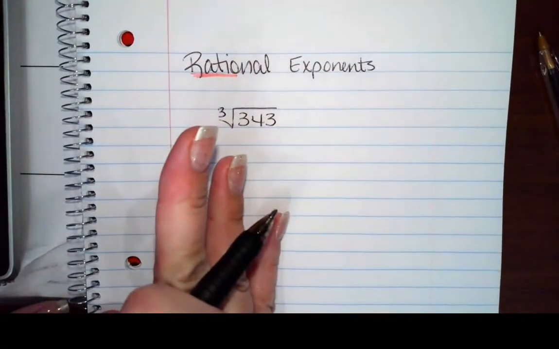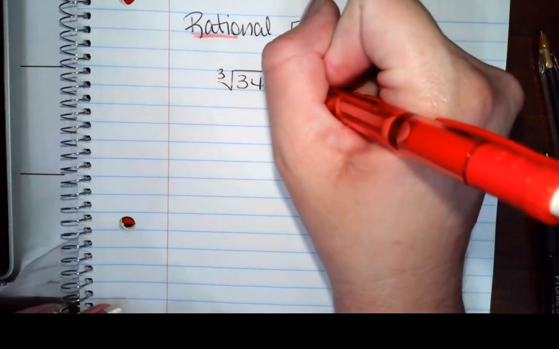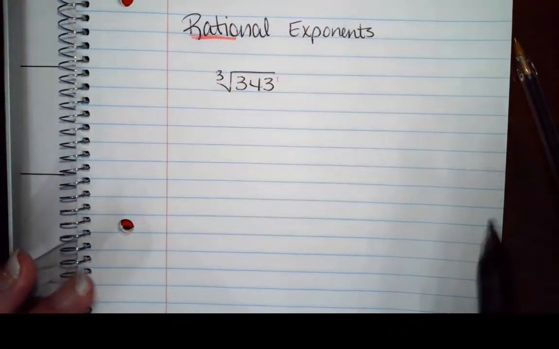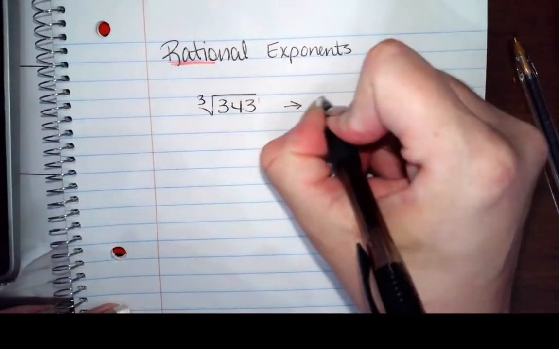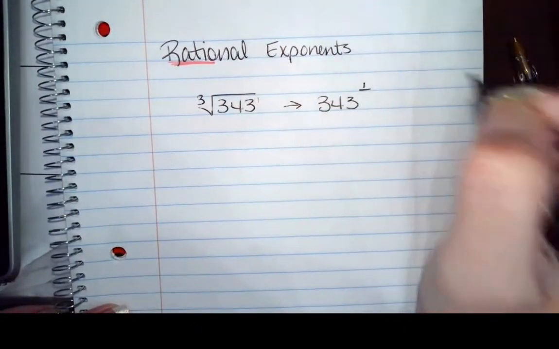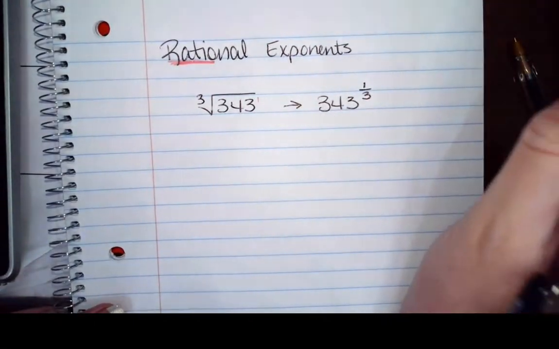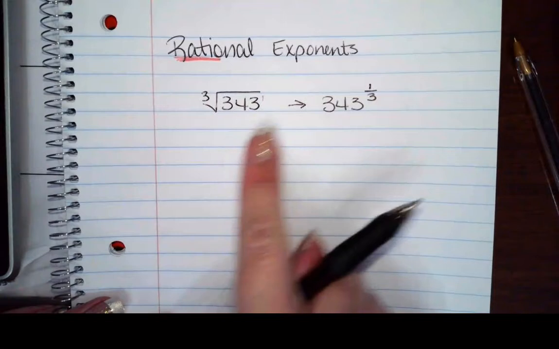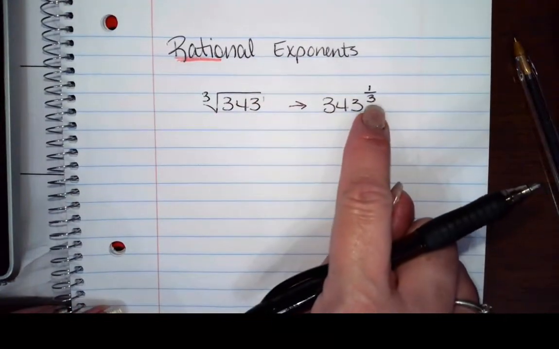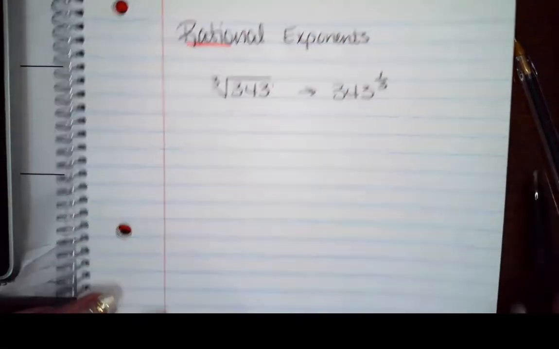So the first thing I want to practice is using an exponent. So remember, 343 can be written to the first power. So that's just implied. So what I'm going to do from here is say, well, I've got 343 to the first power, but I'm taking a cubed or a third root. So rewriting this radical expression using rational exponents means I've got 343 to the 1/3 power.